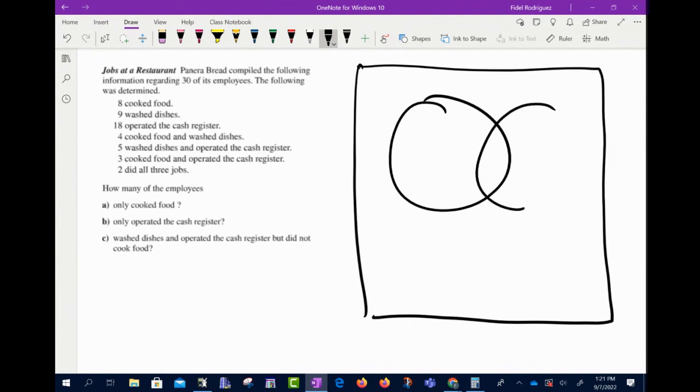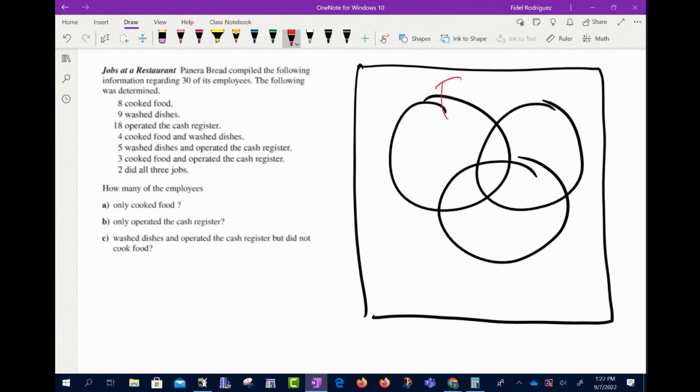And we're going to have our 3 circles again. 1, 2, 3. Okay, and so we have people that cook food, we have people that wash dishes, and we have people that did the cash register. So those are the food, these are the dishes, folks, and those are the cash register. Okay, so I think this problem is going to be a little bit easier in the sense that the numbers are small, okay? The numbers are small here, y'all.